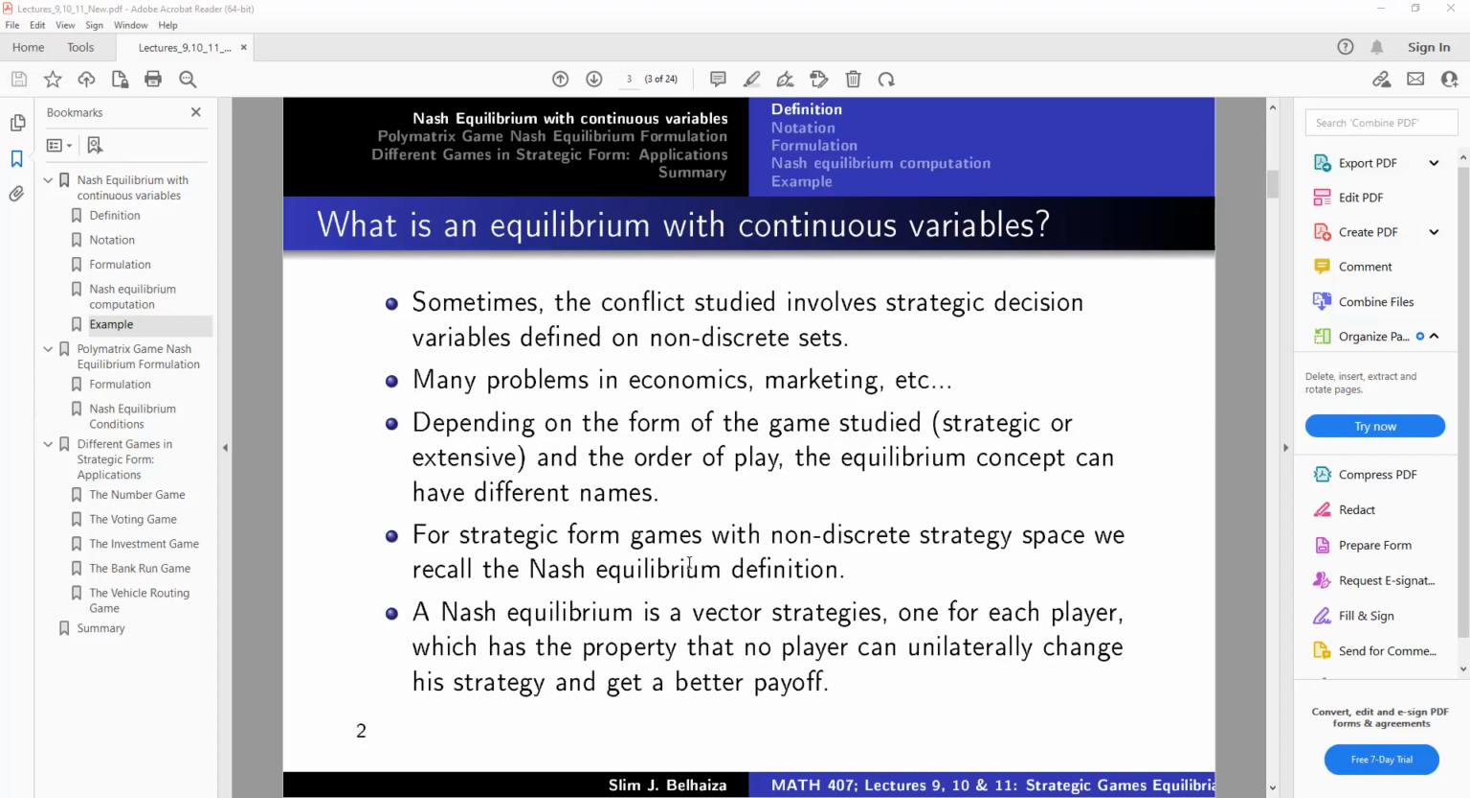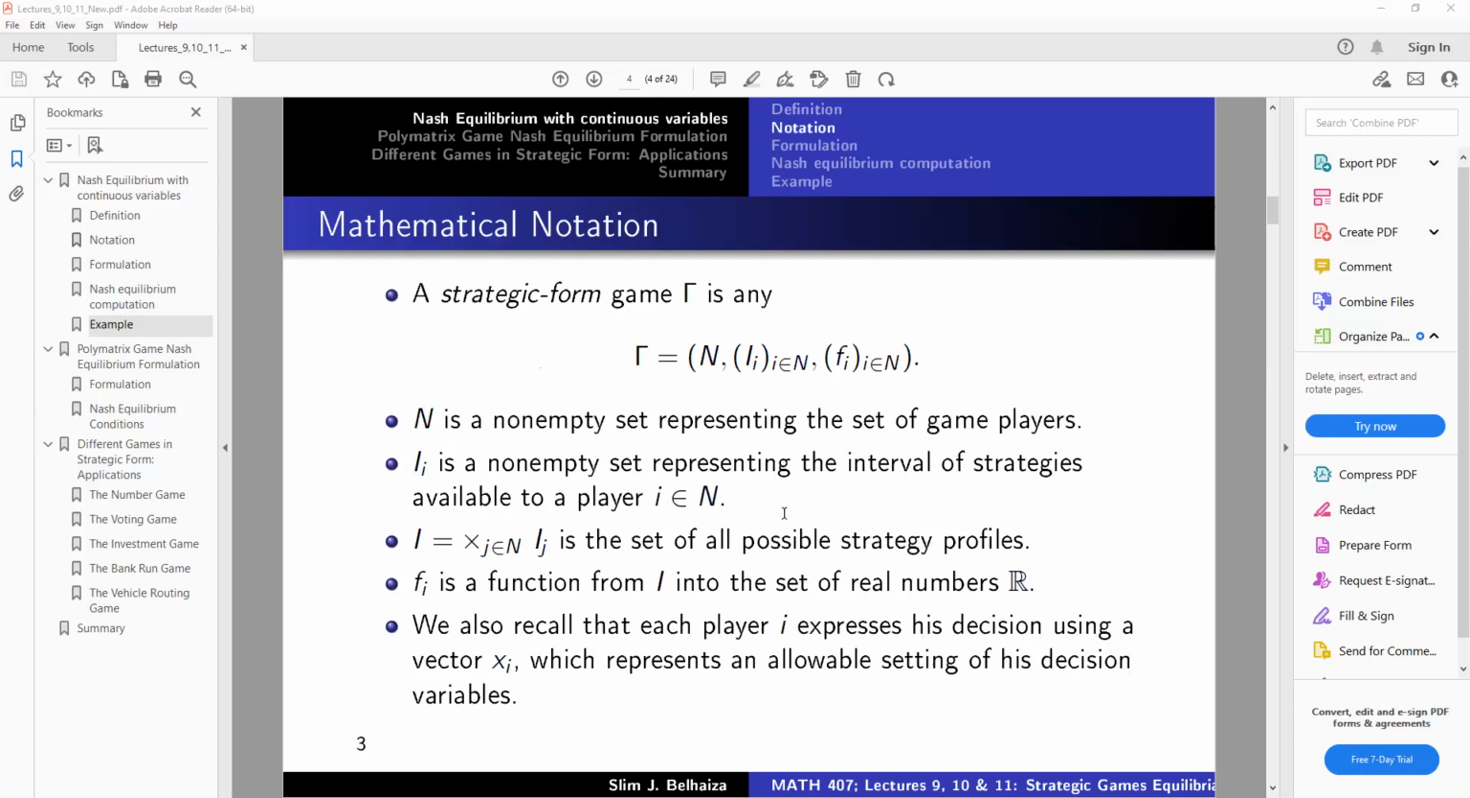So for strategic form games with non-discrete strategy space, we recall the Nash equilibrium definition. And we said earlier on that the Nash equilibrium is a vector of strategies such that for every player, there is no interest or no incentive to unilaterally change our mind and play something else than the Nash equilibrium we agreed on. So for the mathematical notation, this is slightly different from what we've seen before.